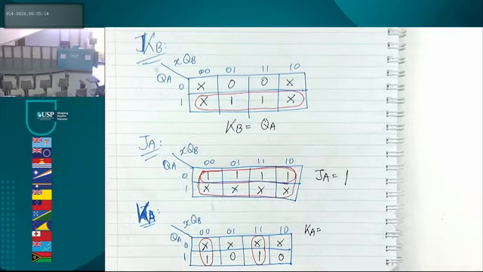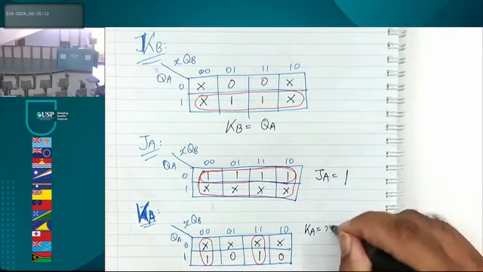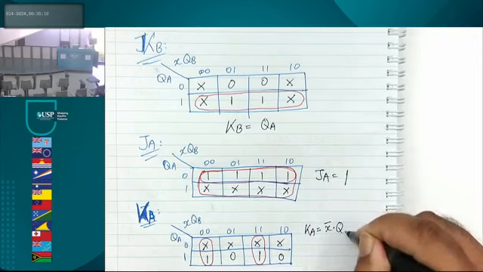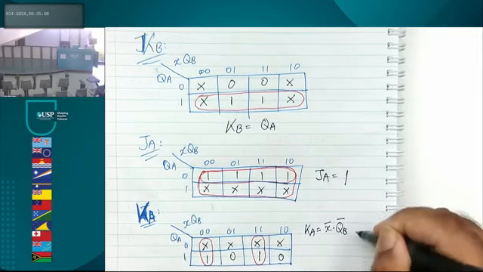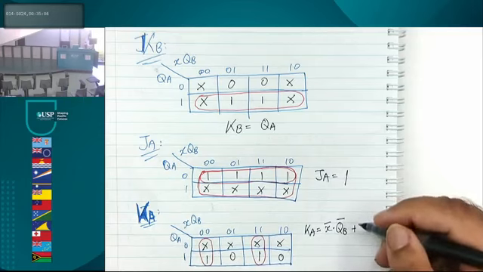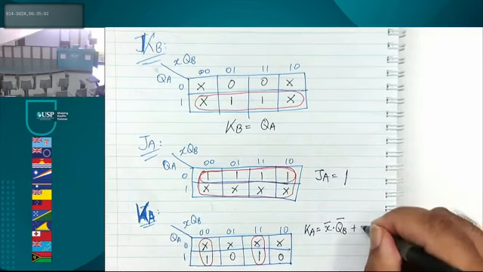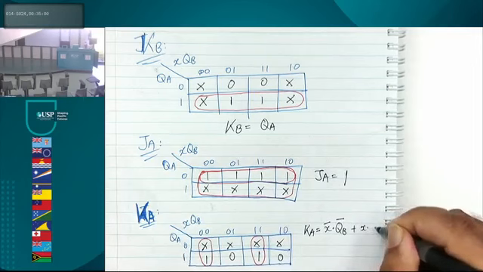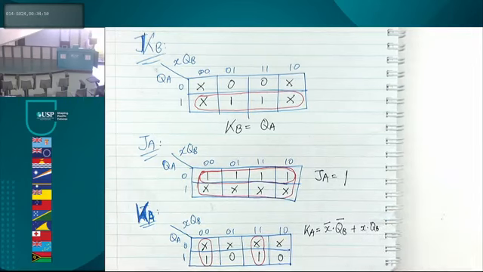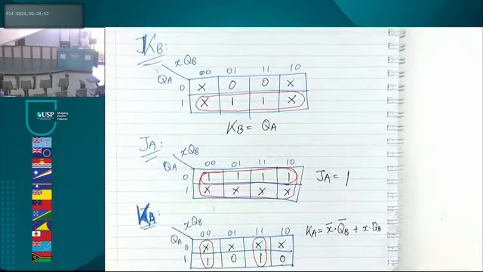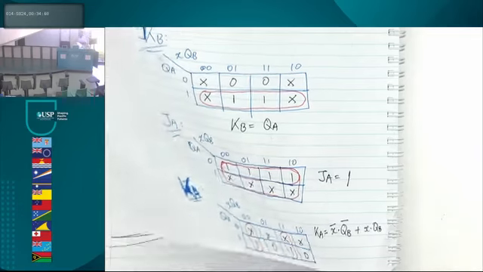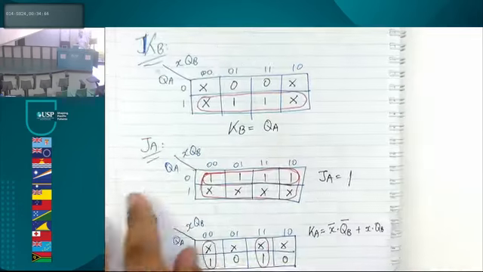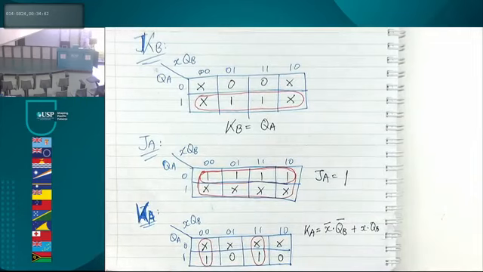KA would equal X bar QB bar, or X QB. Yeah, everyone in agreement with me? Is everyone in agreement with me? All right, now, from there, what's the next step, guys? That's not the end. Final step.